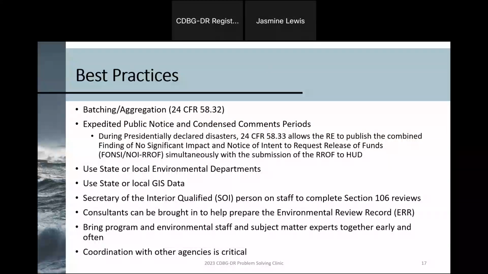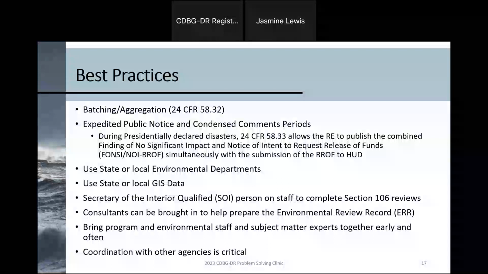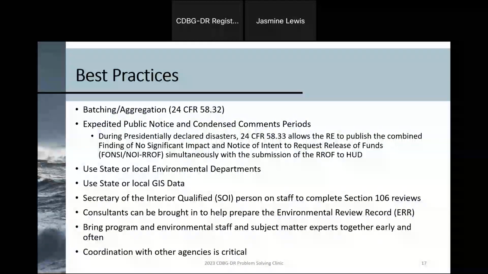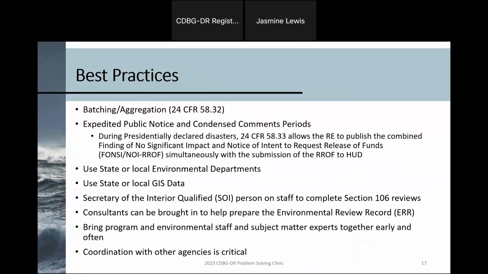So in addition, there are several different best practices that you can implement as a responsible entity to really help streamline things. The first of which is simply abiding by the regulation already outlined in 24 CFR 58.32, where you want to batch as reasonably as possible. So you may have an area that you have several sites in close proximity. So instead of conducting 20 different environmental reviews, if they're in close proximity, you may be able to group those logically together in one environmental review, drastically saving a lot of time and effort.